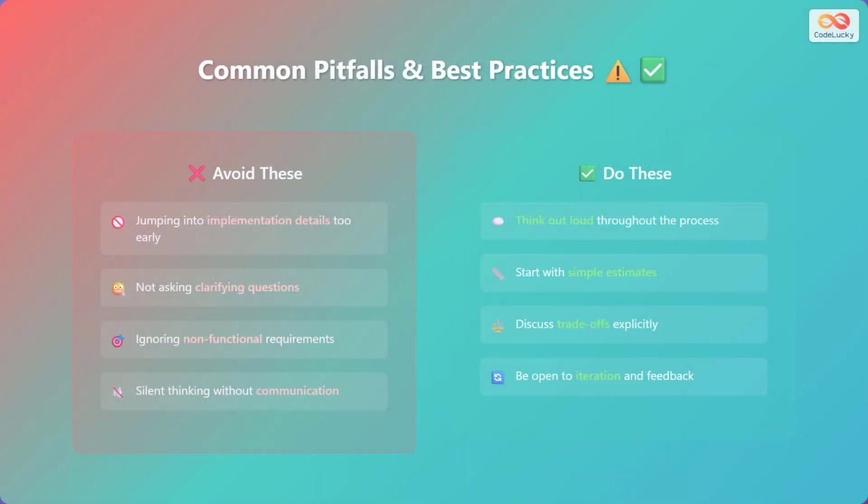To excel in system design interviews, avoid common pitfalls and adhere to best practices. Pitfalls to avoid include: jumping into implementation details too early, not asking clarifying questions, ignoring non-functional requirements, and silent thinking without communication. Instead, adopt these best practices. Think out loud throughout the process, start with simple estimates, discuss trade-offs explicitly, be open to iteration and feedback. Doing these things will showcase your problem-solving abilities and make the interview process smoother.